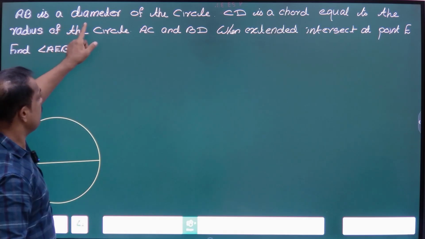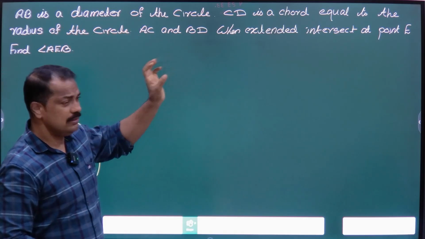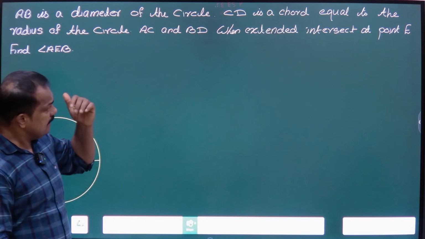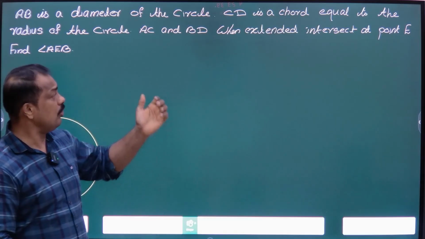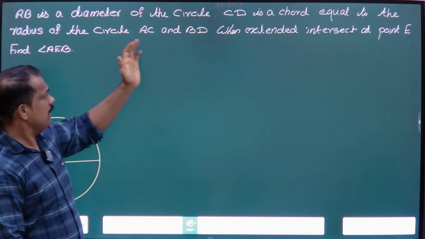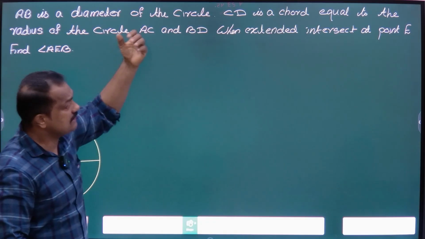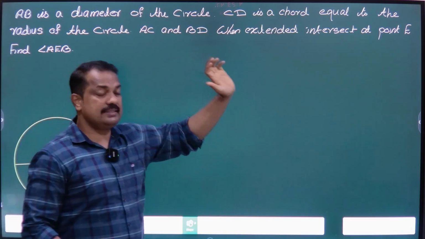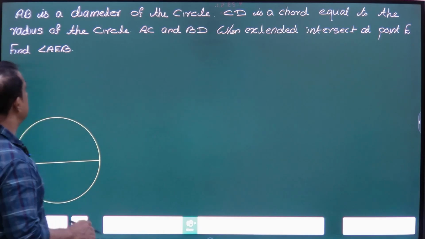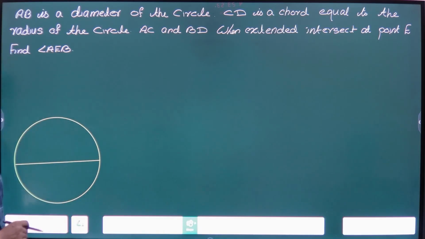AB is a diameter of the circle. CD is a chord equal to the radius of the circle. AC and BD when extended intersect at point E. You have to find the value of angle AEB.